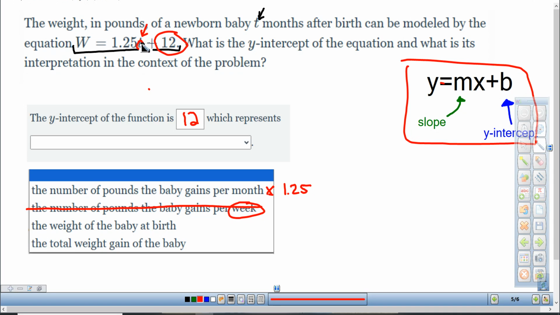If the T is 0, then this value doesn't matter, and that's the weight of the baby when it's born. So that's what that's saying. That's the answer. Here it says the total weight gain of the baby. It's not that, right? It's this one. You select that one. You circle it better than I did, and you go on.